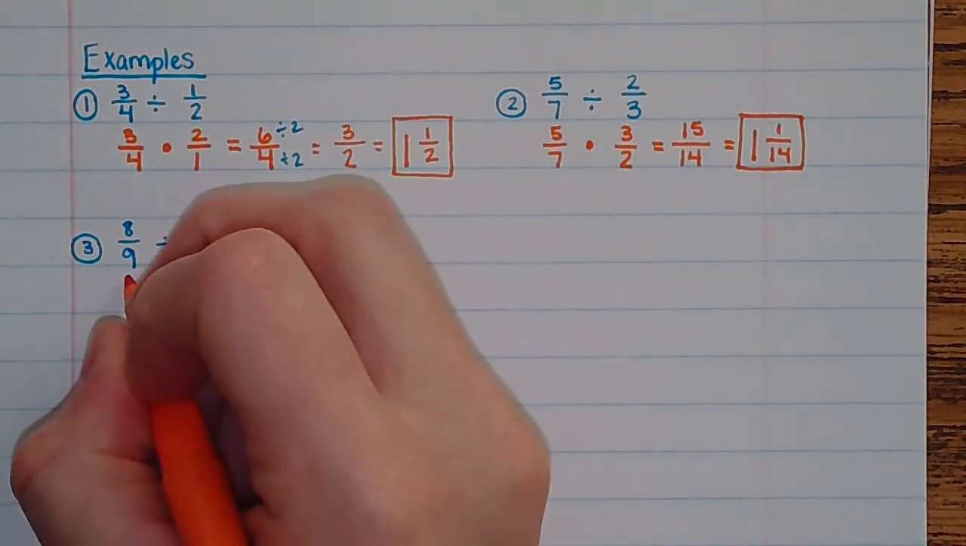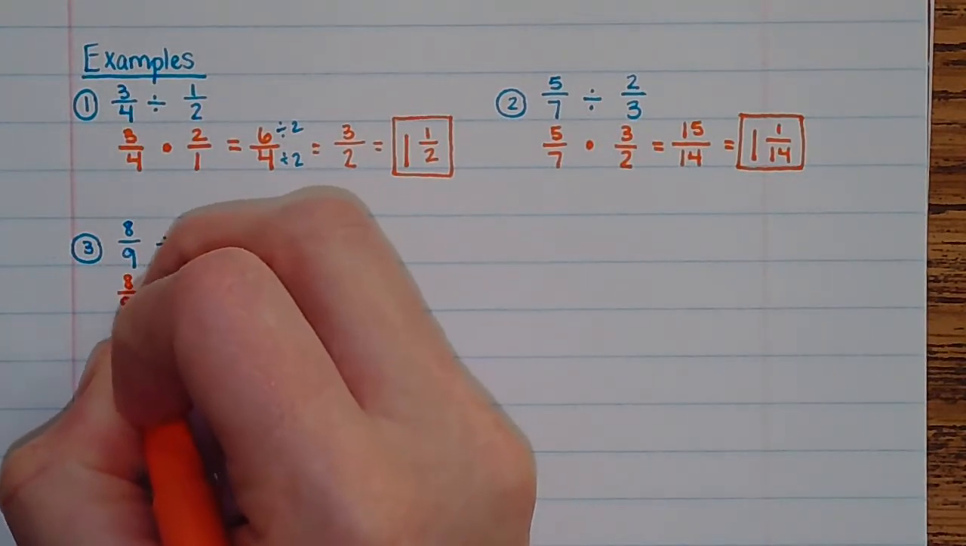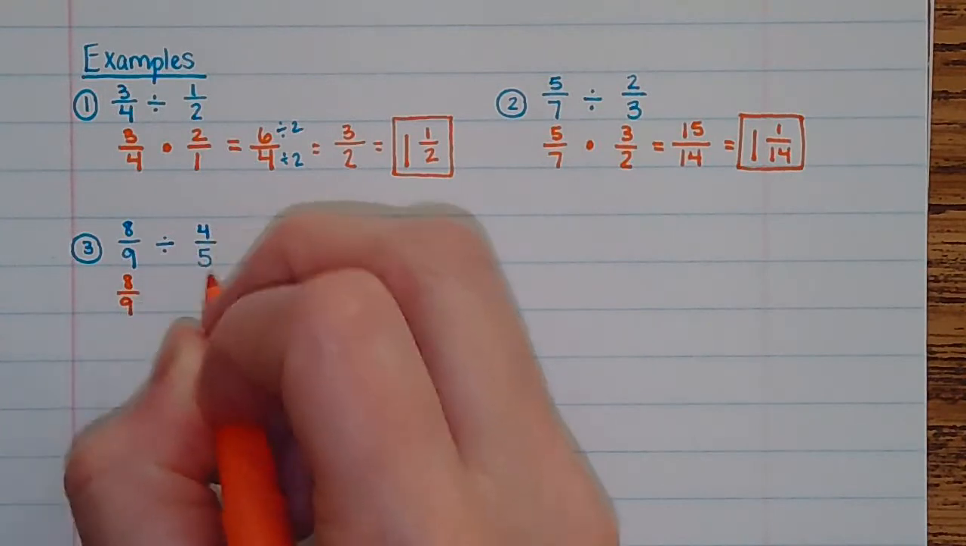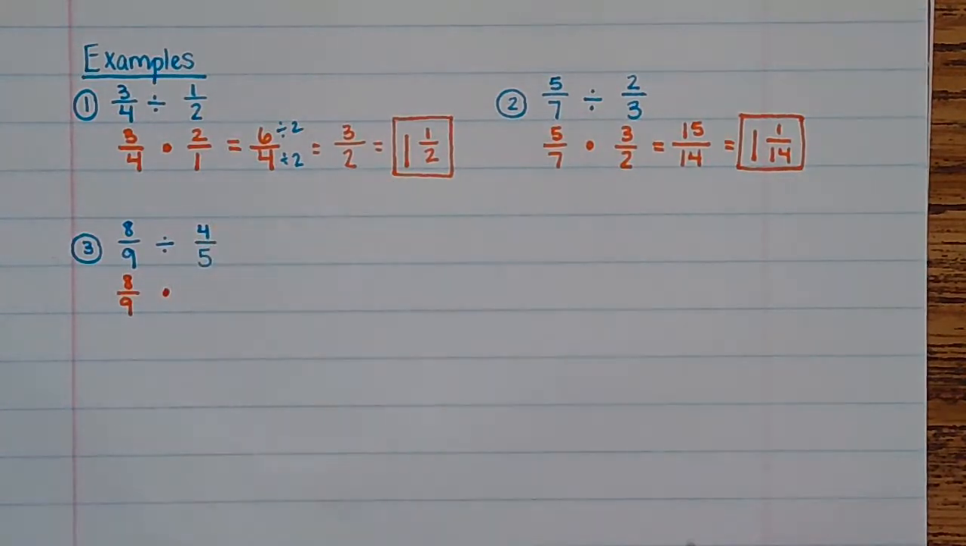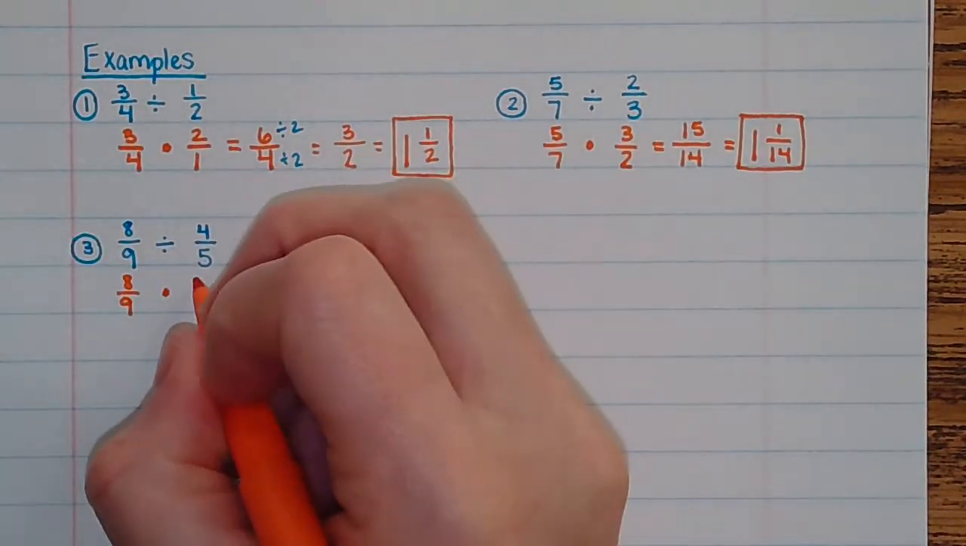So I keep the first number, change this division sign to a multiplication sign, and then you flip the second fraction, okay? So instead of being 4/5, we're going to flip it to 5/4.